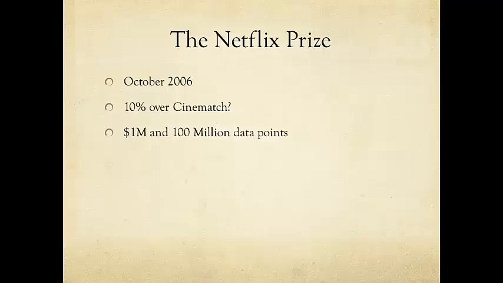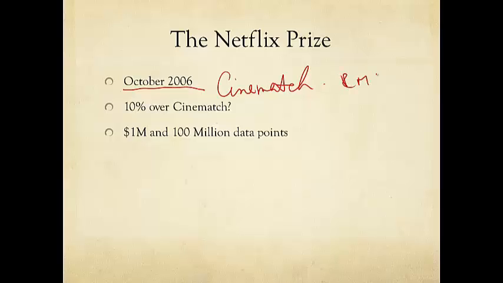What is this Netflix Prize? In October 2006, Netflix said that, look, I've got something called Cinematch. That's the internal recommendation engine that Netflix was using, and it gave me a certain RMSE value. But I'm wondering if I can do better. For example, can I improve this by, say, 10%?